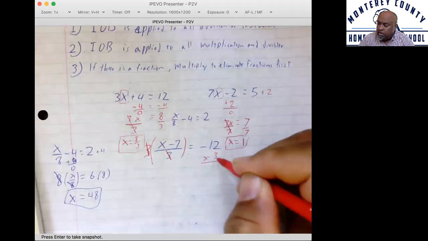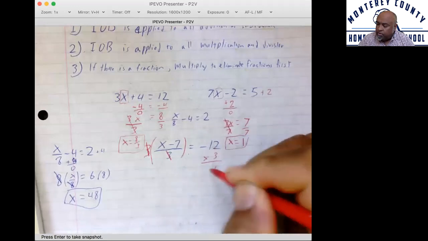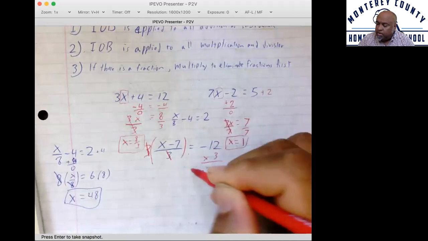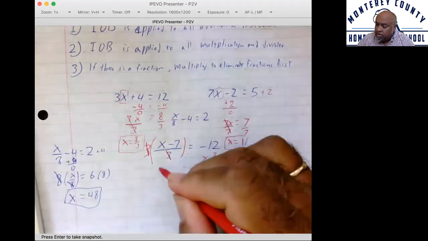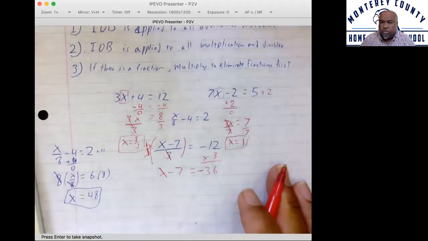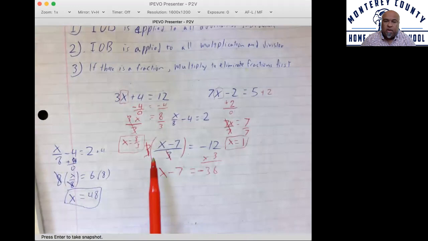12 times 3. 2 times 3 is 6. 1 times 3 is 3. This was negative and that was positive, so my answer is negative 36. So I now have x minus 7 equals negative 36. Okay? So what I did was by eliminating the fraction, I multiplied this, and so now I have an expression here instead of an expression stuck in a fraction.